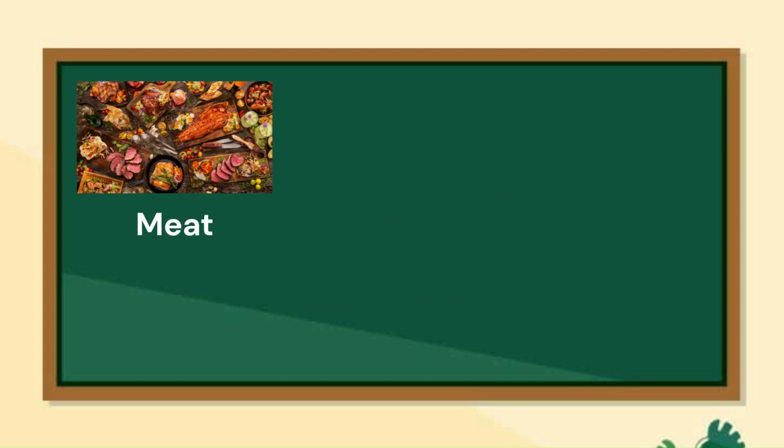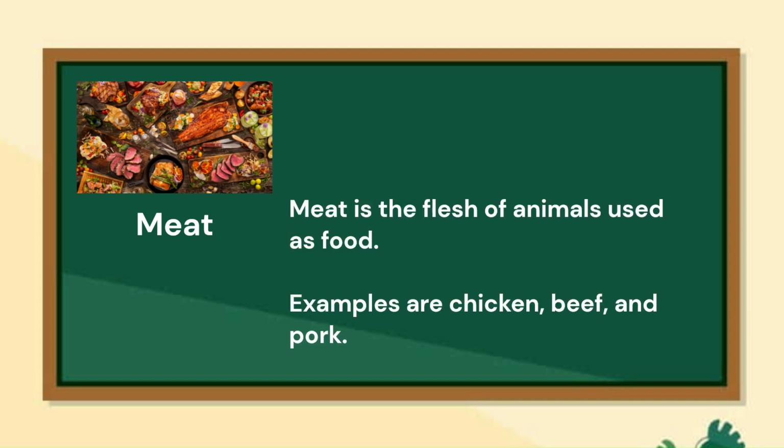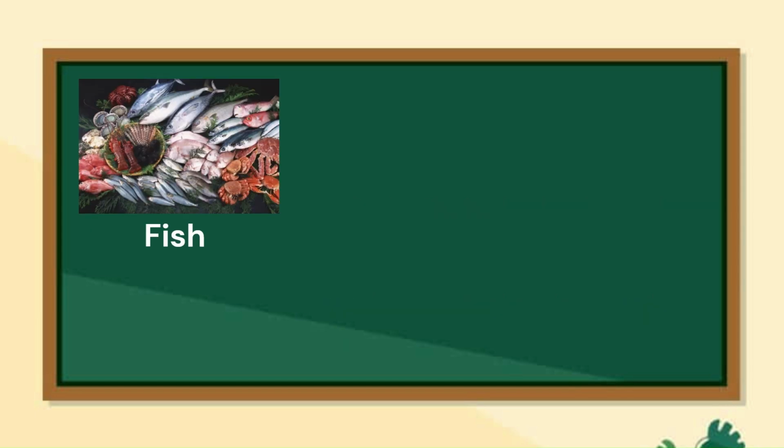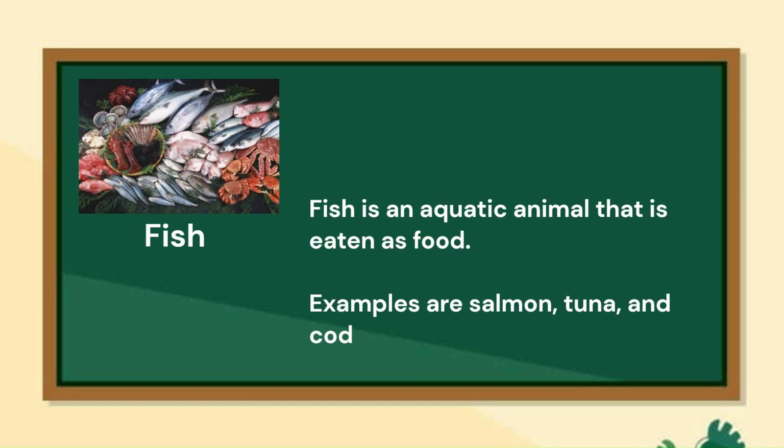Meat. Meat is the flesh of animals used as food. Examples are chicken, beef, and pork. Fish. Fish is an aquatic animal that is eaten as food. Examples are salmon, tuna, and cod.